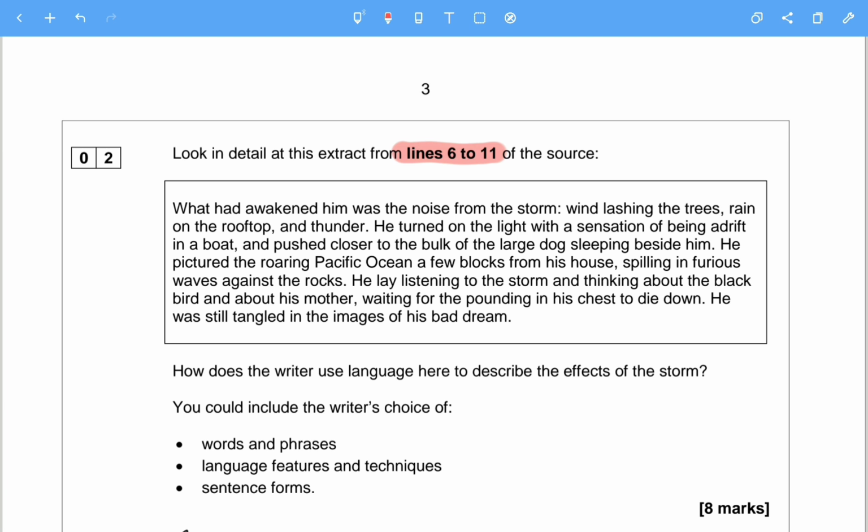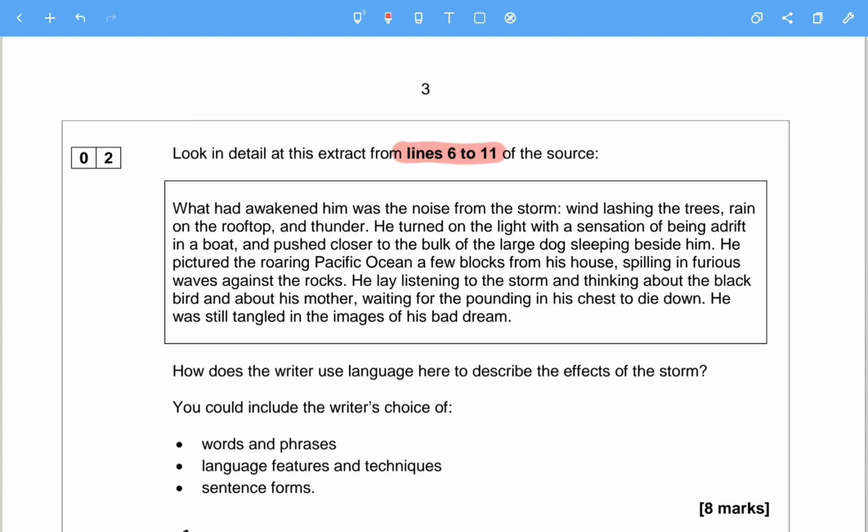He pictured the roaring Pacific Ocean a few blocks from his house, spilling in furious waves against the rocks. He lay listening to the storm and thinking about the blackbird and about his mother, waiting for the pounding in his chest to die down. He was still tangled in the images of his bad dream.